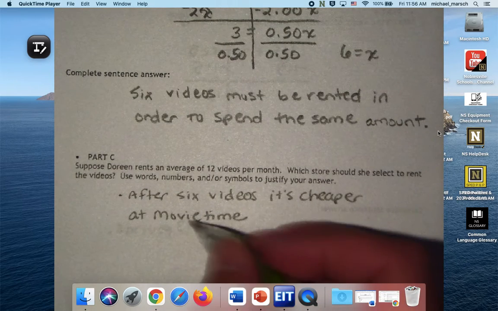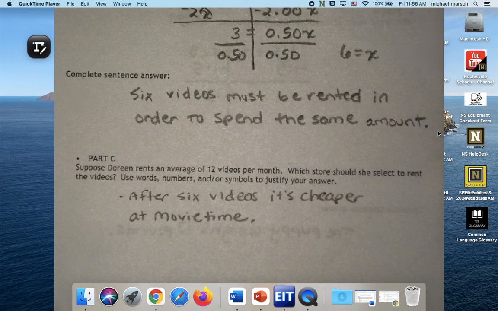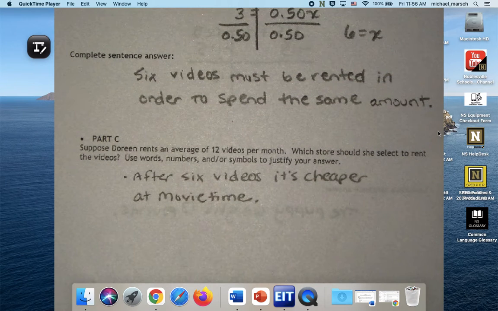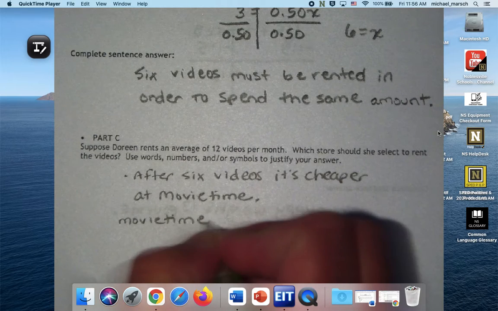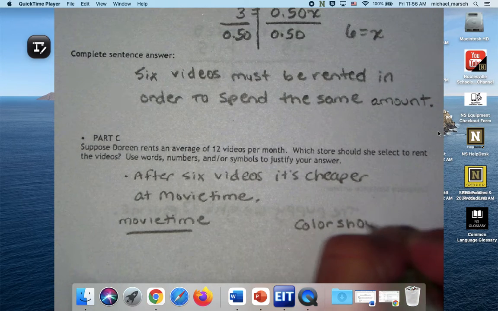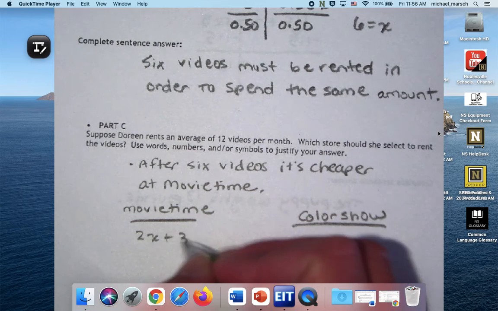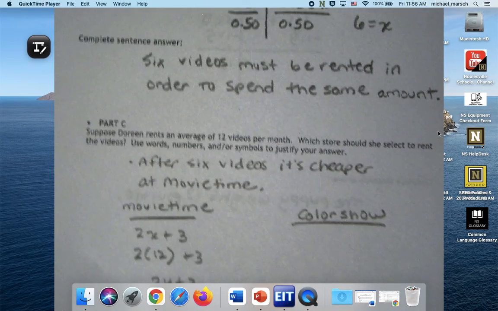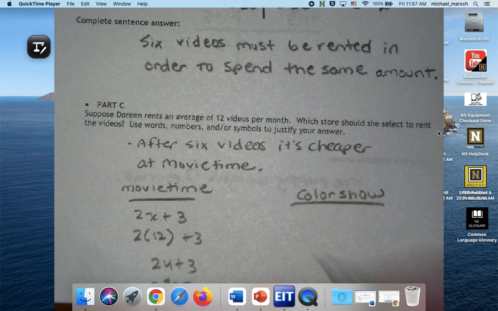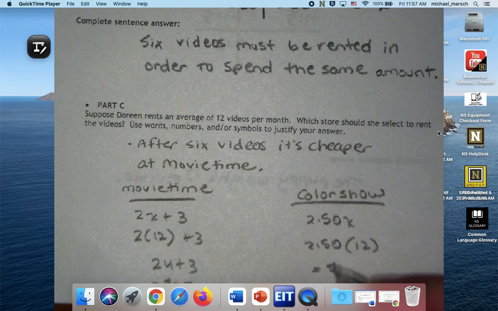After 6 videos, it's cheaper at Movie Time, right? Because from after 6 on, you're spending 50 cents more at Color Show. Now, if that's not something you can conclude just by looking at it, you can also mathematically prove it by putting 12 in for x for each store, right? So 2x plus 3, 2 times 12 plus 3. It would be $27 at Movie Time. It'd be $30 at Color Show.